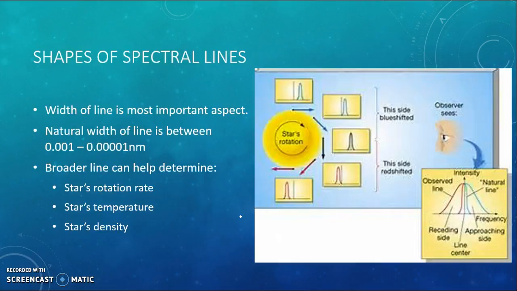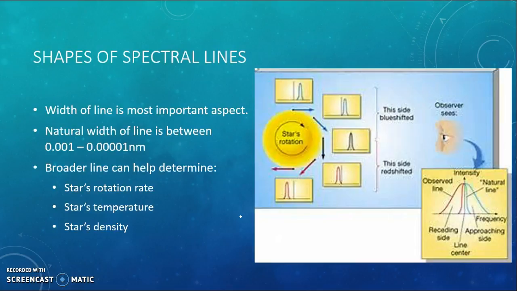All right, so in a spectral line, we can determine a lot of it not just from the intensity or how high the line is, if it's shifted and this and that, but we can tell by the shape of it. Okay, so the width of the line is the most important thing. The natural width of the line should be anywhere between 0.001 nanometers and 0.00001 nanometers. Okay, now that's the normal width. That's pretty small. The broader lines can actually be used to help us determine a star's rotational rate, a star's temperature, and a star's density.